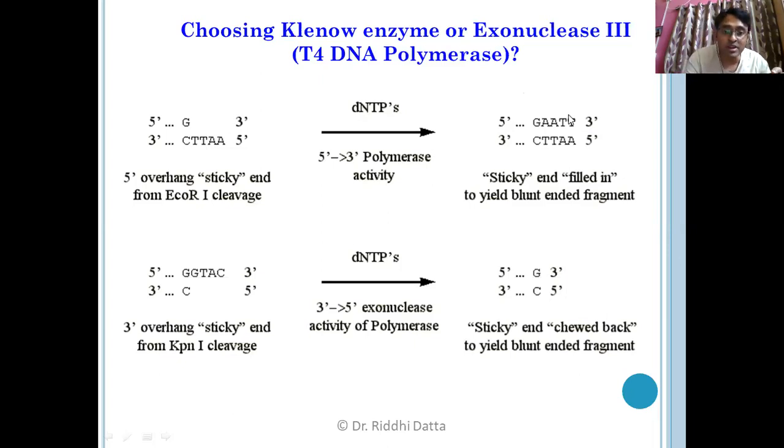Now, for the second example, there is a 3' overhang sticky end. It is definitely staggered, but there is a 3' end overhang. So exonuclease 3 or T4 DNA polymerase shows 3' exonuclease activity. So the 3' end overhang should be removed by exonuclease 3 activity, and thus we can make this product blunt. So with the help of these two different enzymes, we can convert the sticky-end product to blunt.